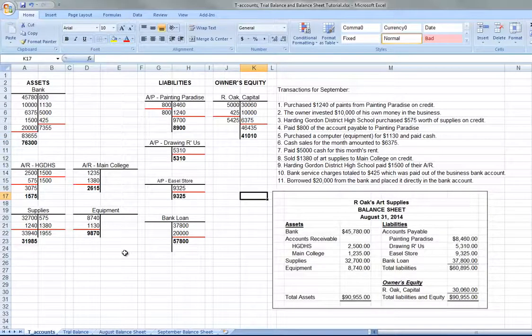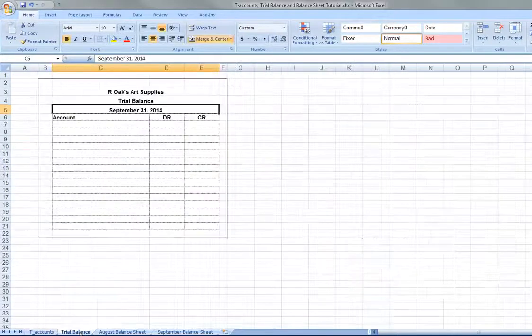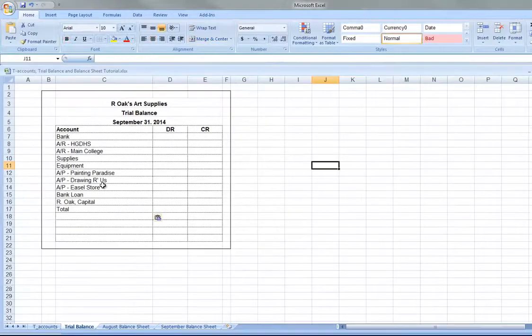So now I want to make my trial balance, and then of course if everything balances, I can make my new balance sheet. So for the trial balance, right now it's blank, but I want to put all these in the trial balance, and then I'll carry all the figures over. So I'm going to stop the presentation for a minute because you don't need to see me typing those all out, and I'll resume it in a moment.